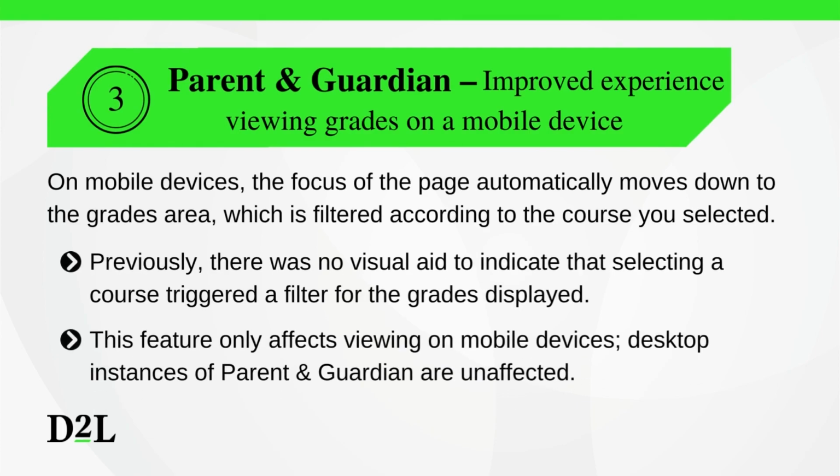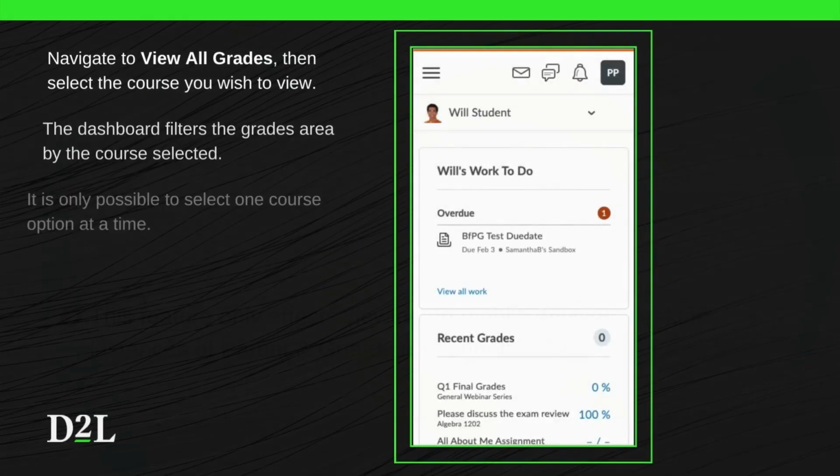When viewing Brightspace Parent and Guardian on mobile devices, the focus of the page automatically moves down to the grades area, which is filtered according to the course you selected. Previously, there was no visual aid to indicate that selecting a course triggered a filter for the grades displayed. This feature only affects viewing on mobile devices. Desktop instances of Parent and Guardian are unaffected.